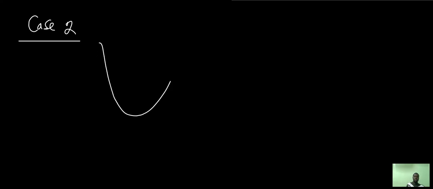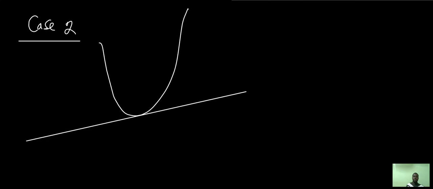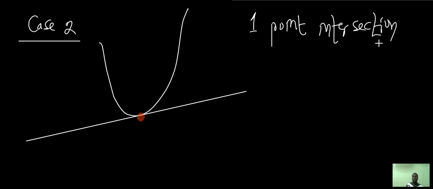Let's look at case 2. Still on intersection of line and curve. So if you have the curve like this, and we have the straight line this way, so this is 1 point intersection. Obviously, the straight line touches the curve at only 1 point. So you have 1 point intersection. Line touches the curve at exactly 1 point.